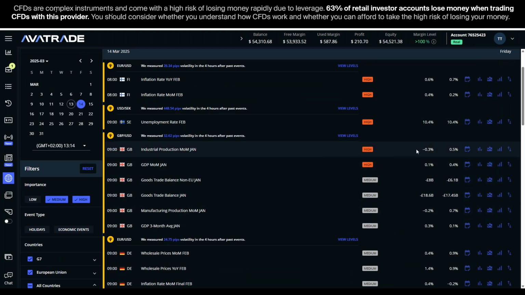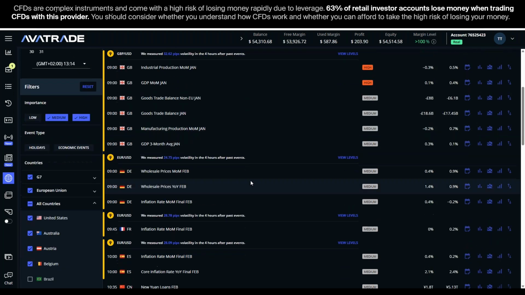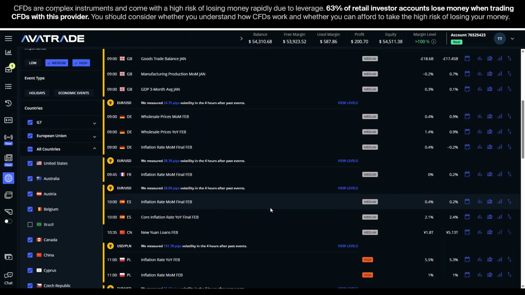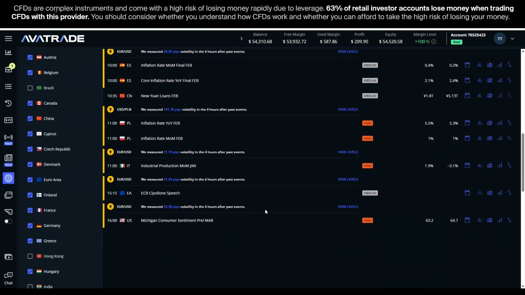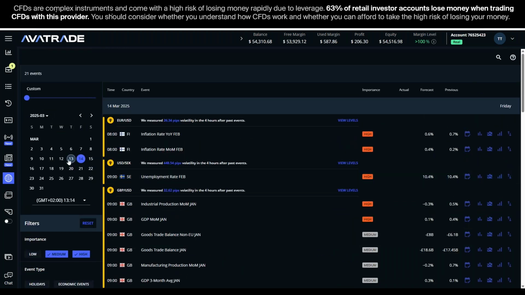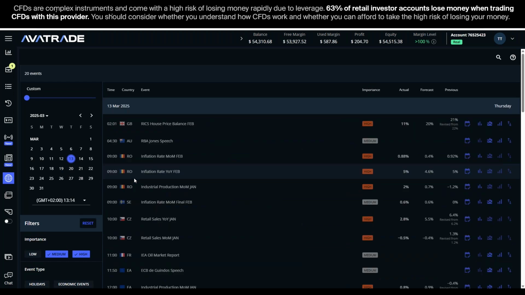Industrial production out of Great Britain is a high level announcement. We could check that and see what kind of movement and predictability it gets. Wholesale prices out of the European Union area, out of Germany, Spain, etc., inflation rate data. You can check all of these each day of the week and see which ones give you the best predictability.